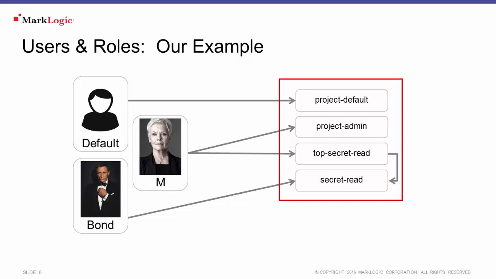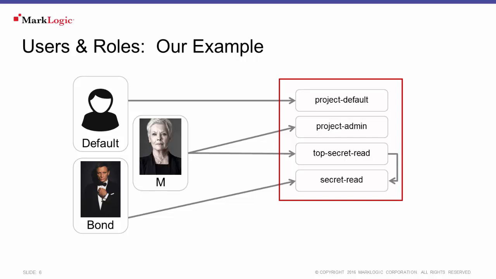Users with this role will be granted some power within our application that other users are not given. For example, maybe that means they have the ability to create new content or update existing content within the database. We'll also create a role called Top Secret Read. Users with this role will get read permissions on documents that are classified as top secret. Users with this role will inherit the secret read role.